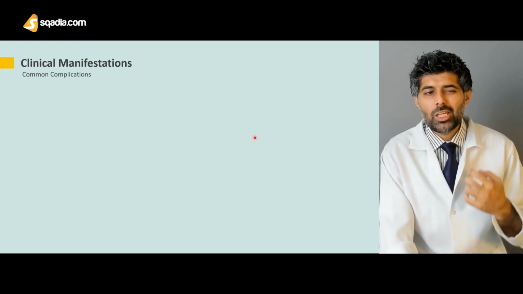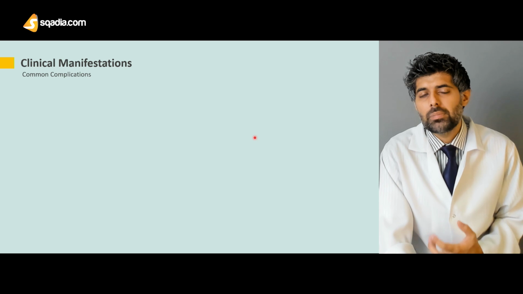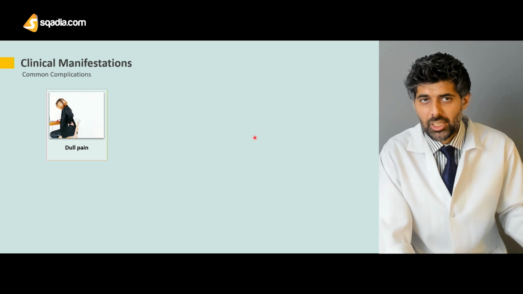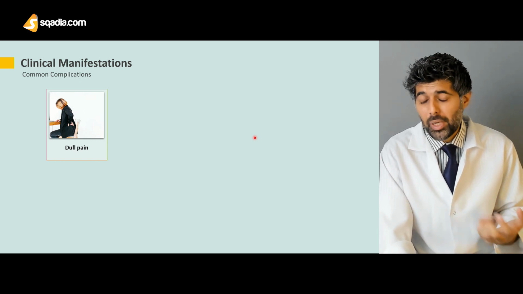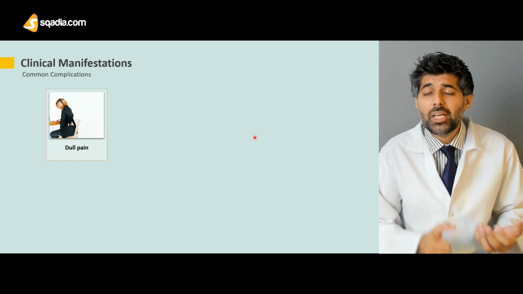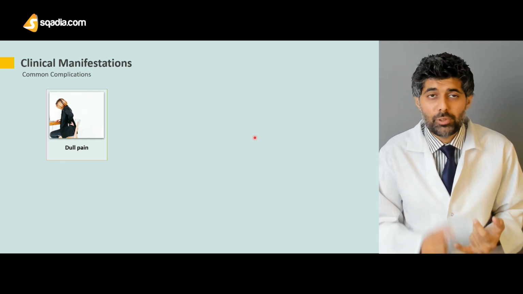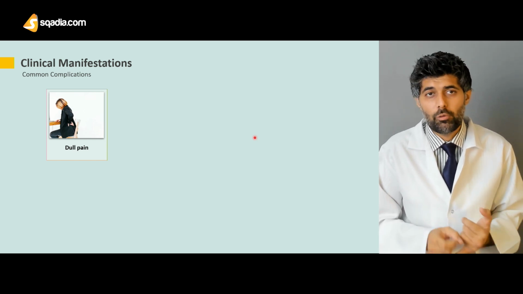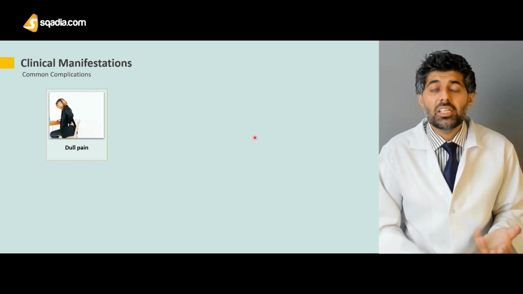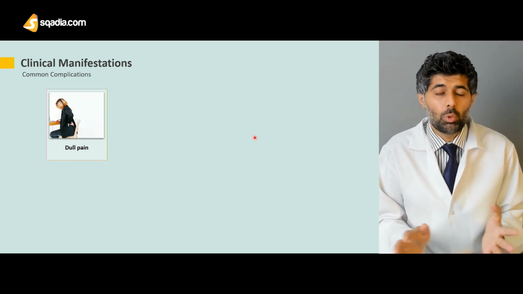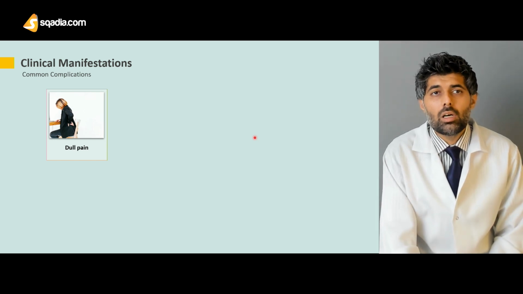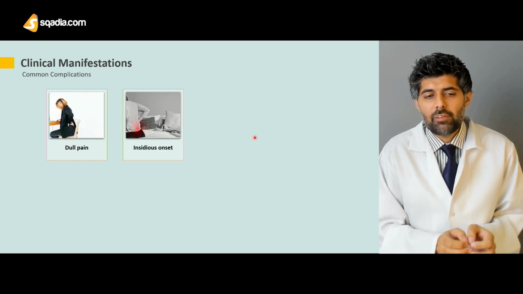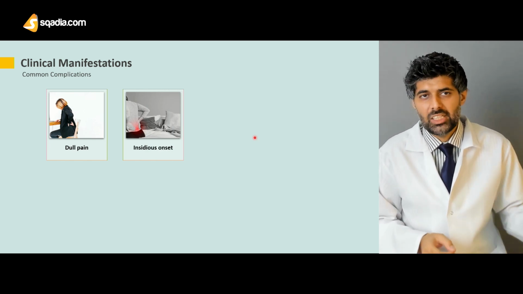Next, we're going to talk about the common complications which are present in the clinical setting. That is, the patient presents with dull pain. The pain is usually dull; it is not sharp, it is not pinching, it is of dull origin. So the patient usually cannot pinpoint the origin of the pain. They usually say that this lower back area is the one which is complaining of pain.